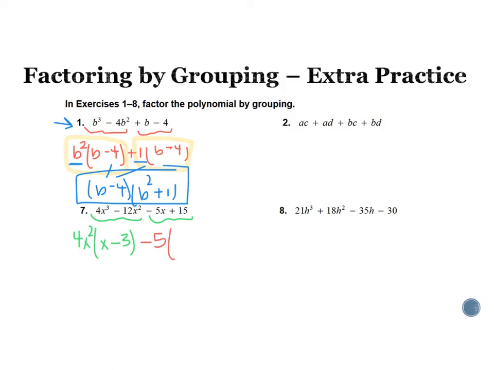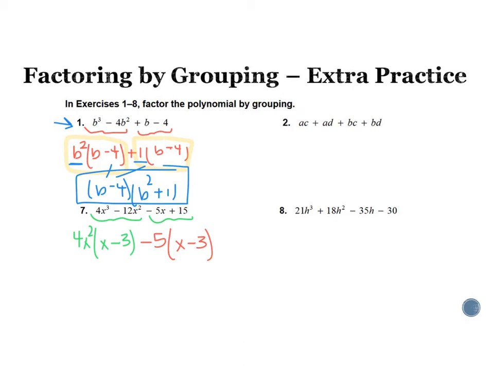If you pull a negative 5 out of negative 5x, you're left with just the x. And then if you pull a negative 5 out of a positive 15, you're left with a negative 3, because if you distributed negative 5 times negative 3, it would give you that positive 15.